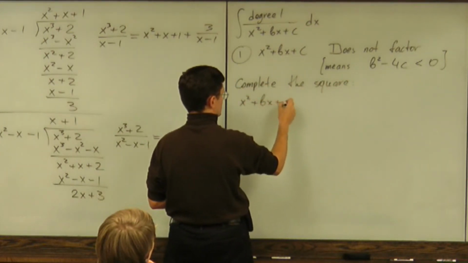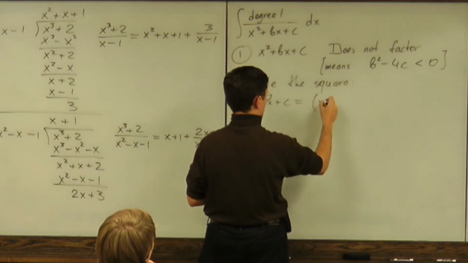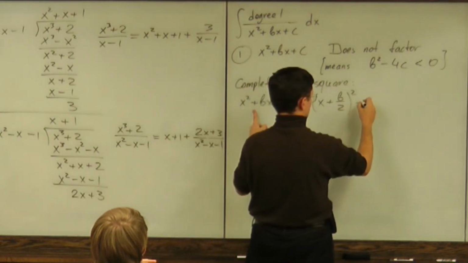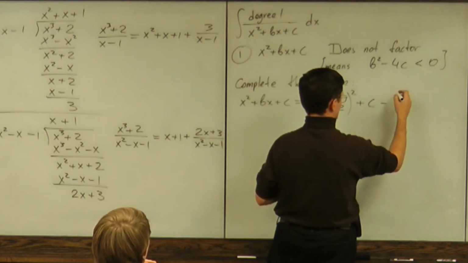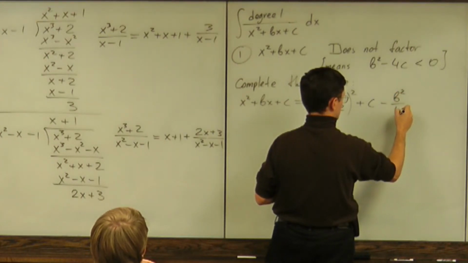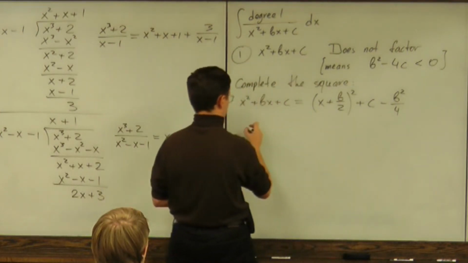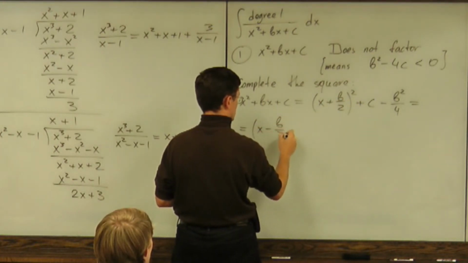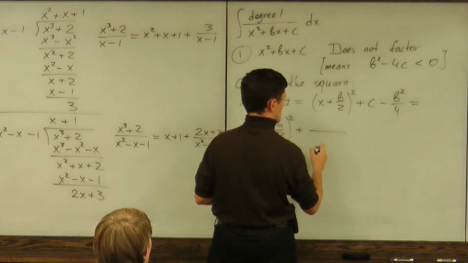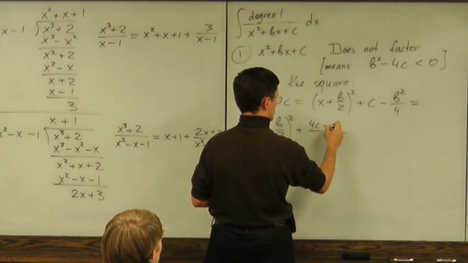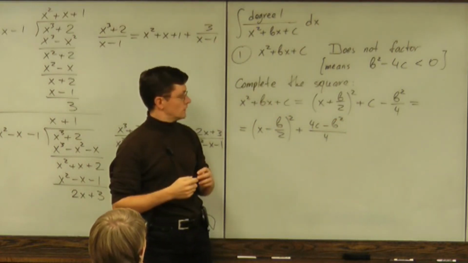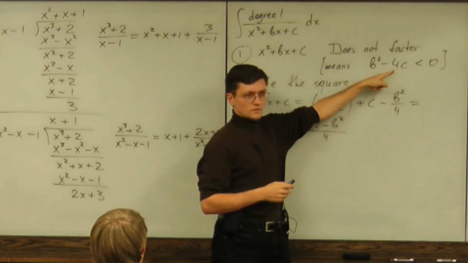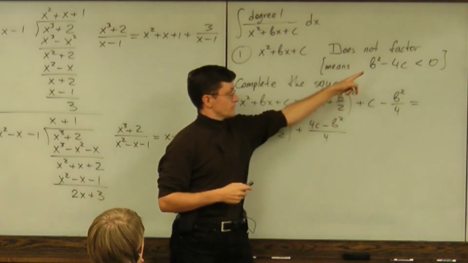X squared plus bx plus c is what? A complete square will be x plus b over 2 squared, and then you add c, subtract square of b over 2. And then I will bring that to common denominator. And I will have 4c minus b squared as a numerator. And there is something I know about that number. This number is positive. It's negative of that number, and therefore it's positive.